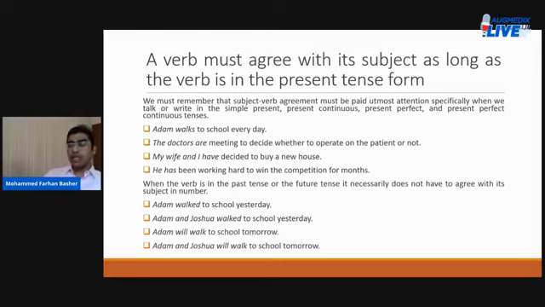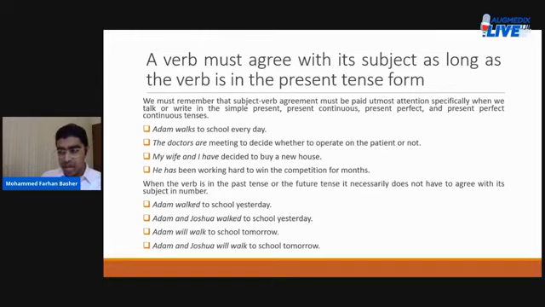All right, now let's take a look at the very next point here. When the verb is in the past tense or the future tense, it does not necessarily have to agree with its subject in number, right? Something which I said a little while ago.